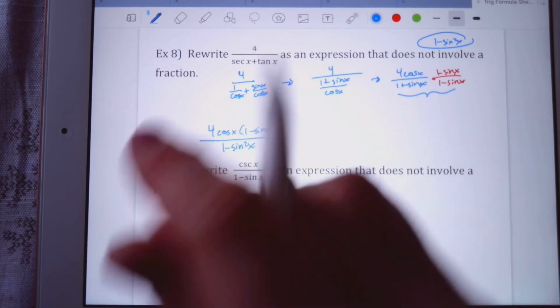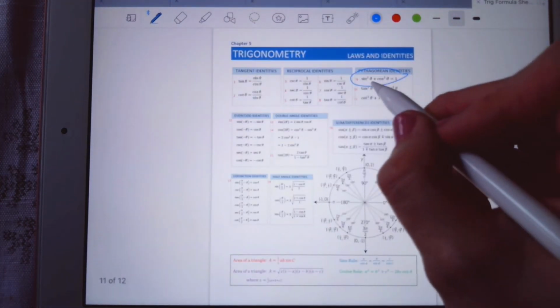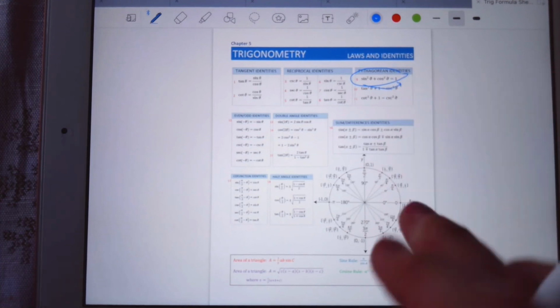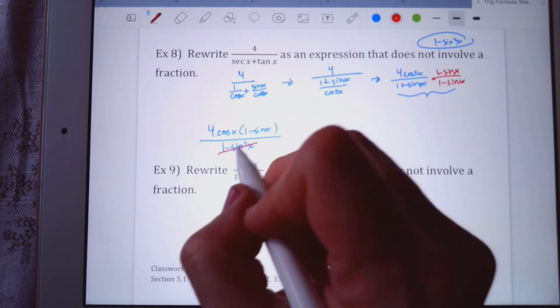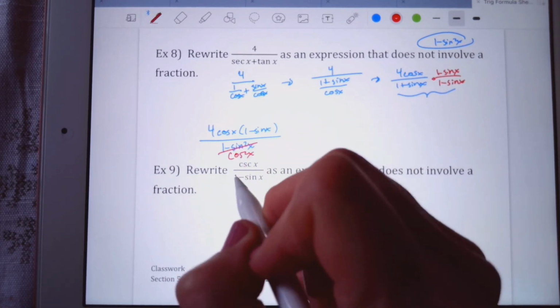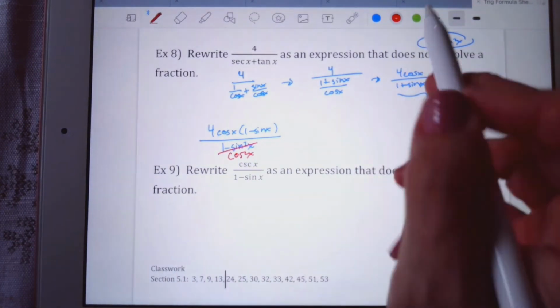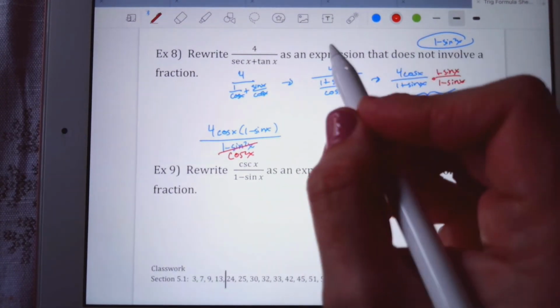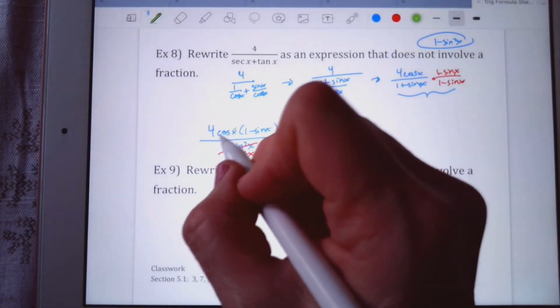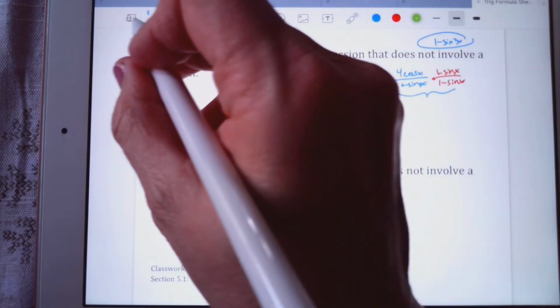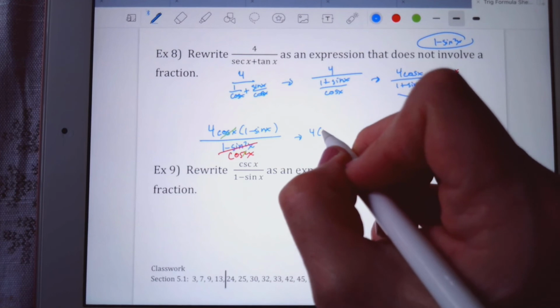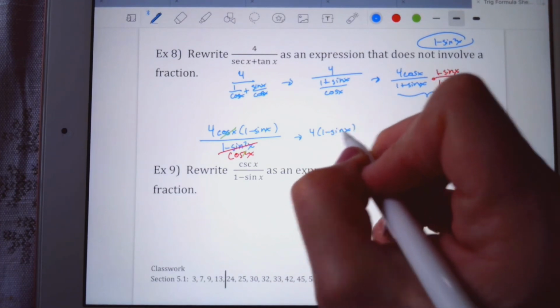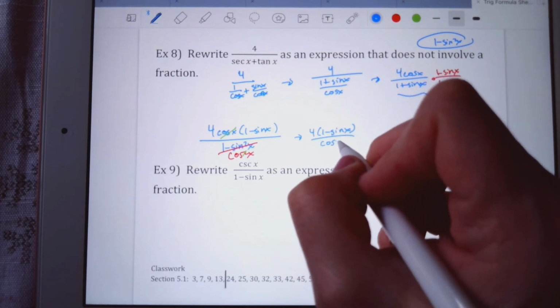And then if I look back, 1 minus sine squared is just cosine squared. So now I can change this right here to cosine squared. Now I can see some cancellation. So I can cancel this cosine with one of these. So let's see what we got left. We got 4 times 1 minus sine, and the bottom is just a cosine.